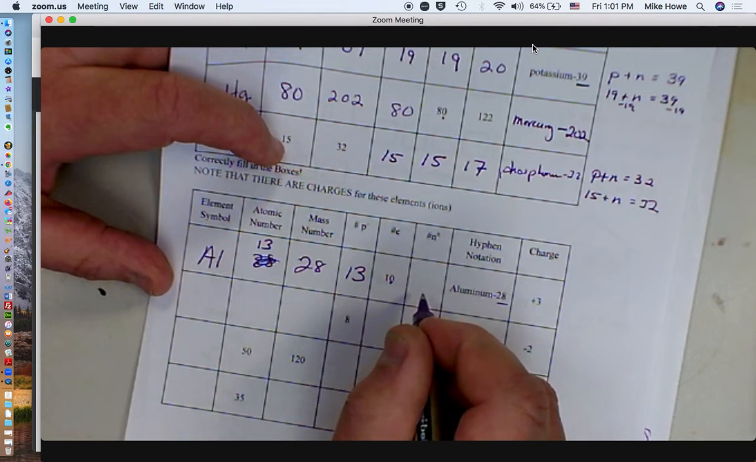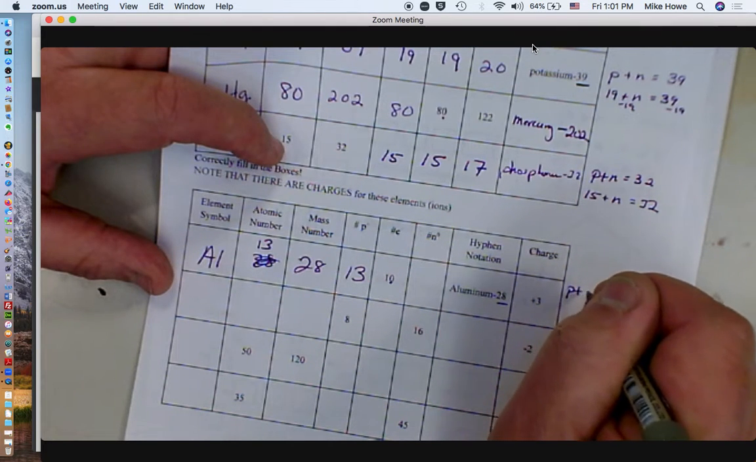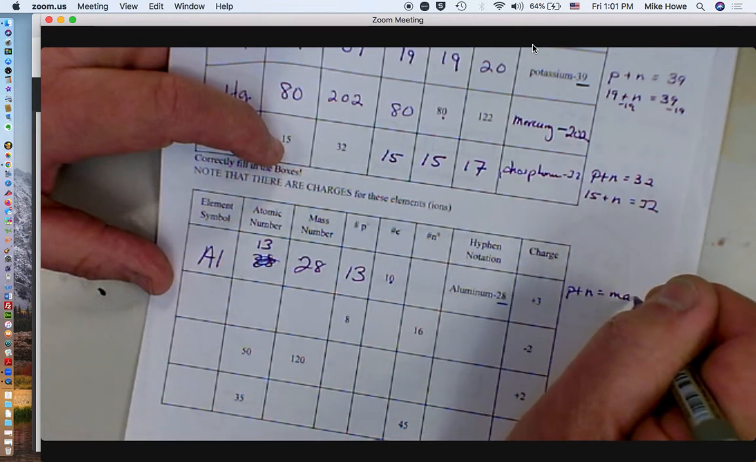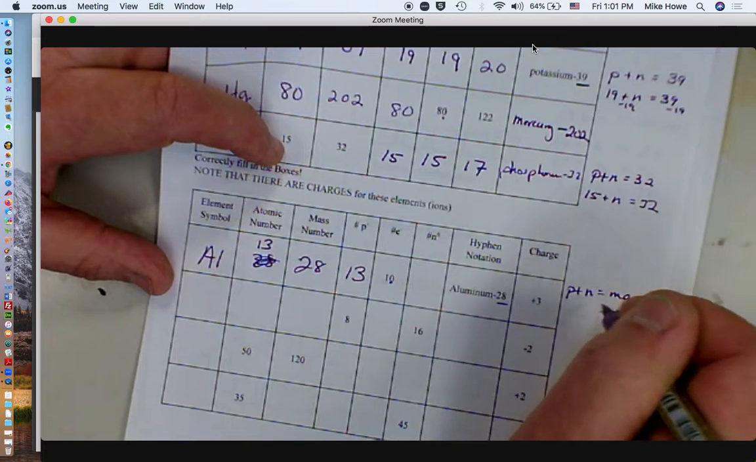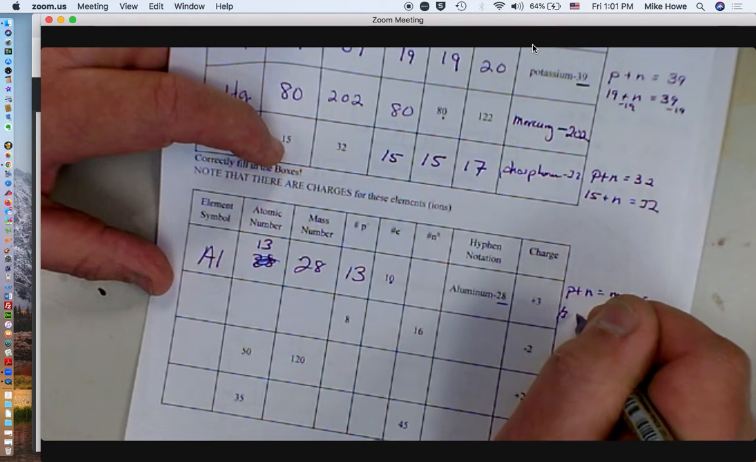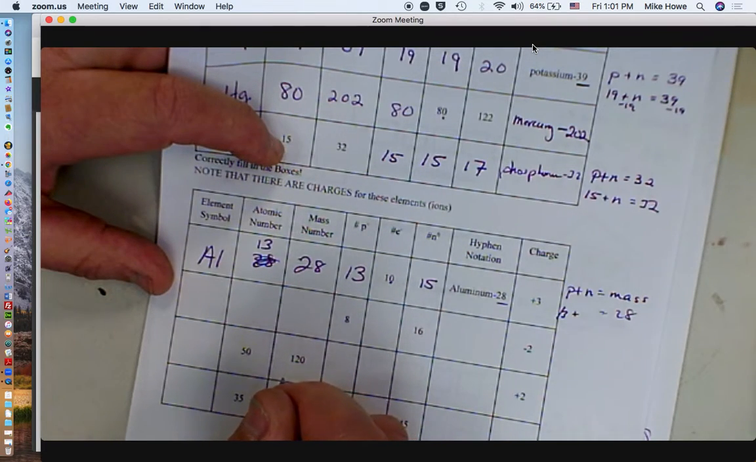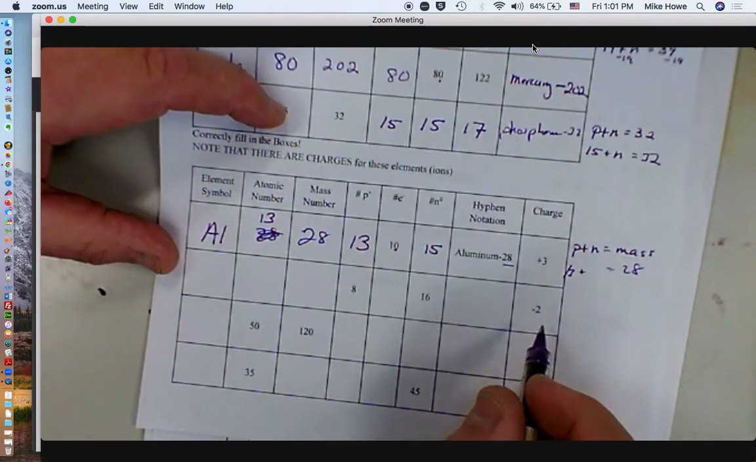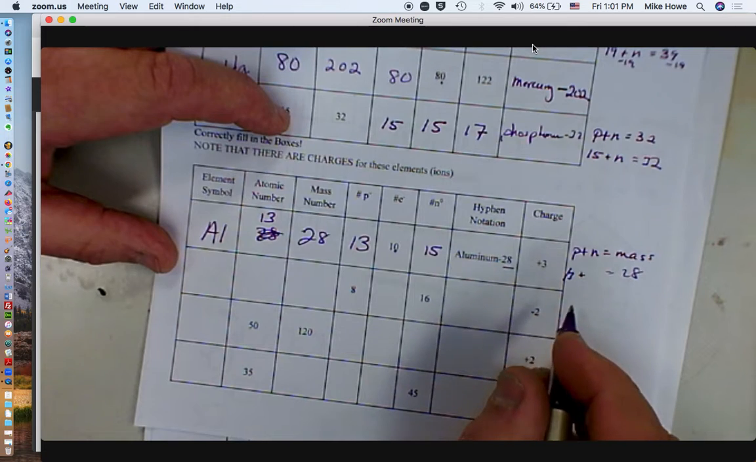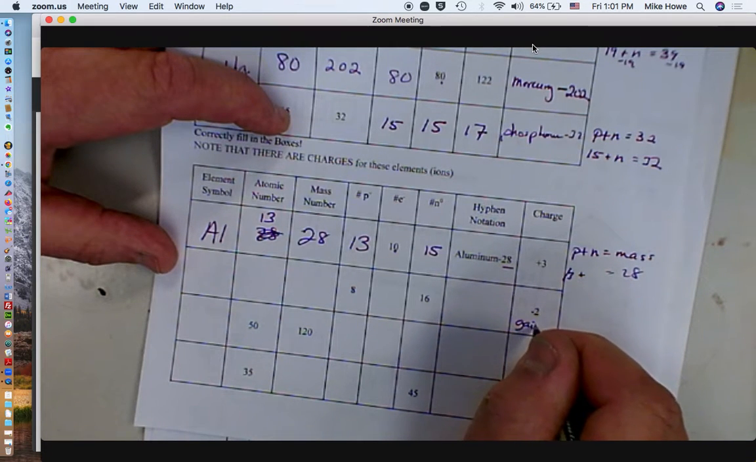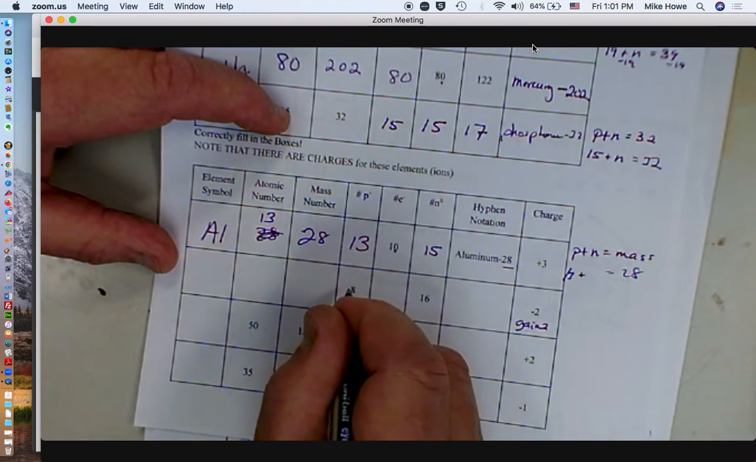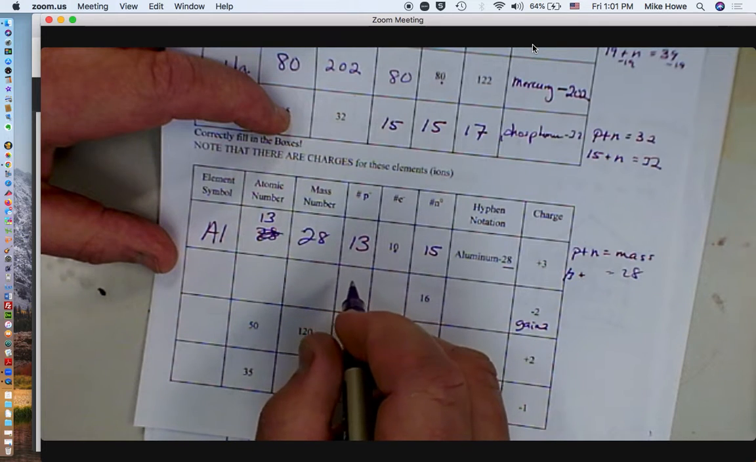And that just leaves us neutrons to figure out. So the protons plus the neutrons equals the mass. The mass is 28. Protons are 13. So the neutrons had to be 15 for the first row. Okay, second row, we've got a -2 charge. So that means we've gained 2 electrons. So before we gained 2, how many did we have?